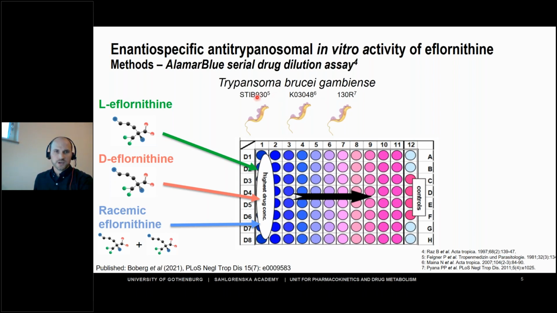And what we did in this study was that we incubated the parasites together with isolated L-eflornithine, D-eflornithine, or racemic mixture. And I have this picture here of this 96 well plate where you can see that we have highest drug concentration on the left-hand side and dilute that down, and then compared it to control wells where we have parasites without drug treatment, but also the media that the parasites grow in to get fluorescent signals for that. So in this assay, the Alamar Blue serial drug dilution assay, you get the fluorescence as a marker of if the parasites are alive and well, or if the parasites are gone.